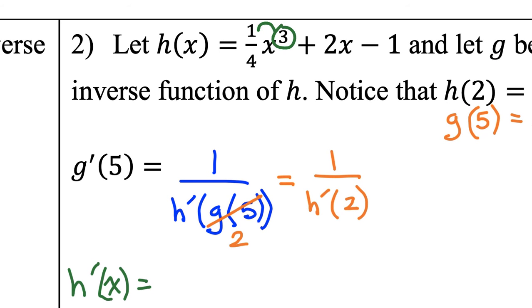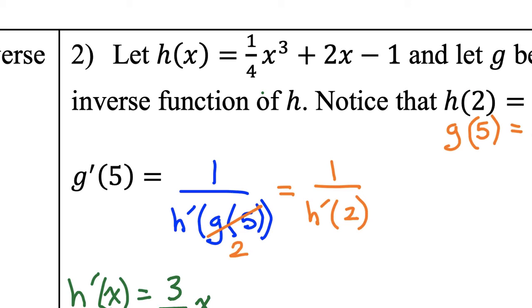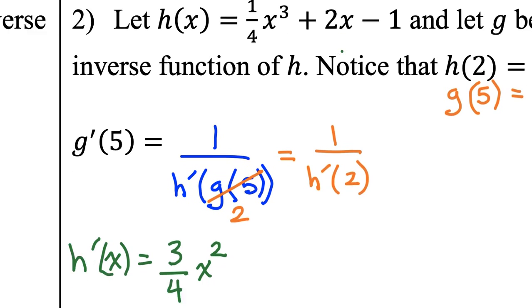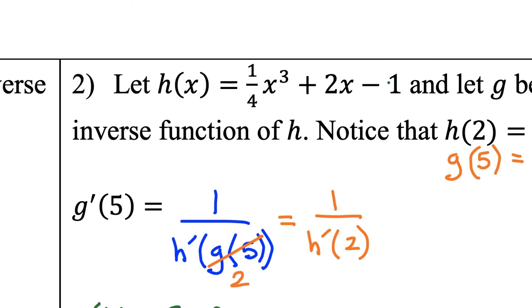3 is going to multiply down in front. 3 times 1 is 3, so I have 3/4. x to what power? It was 3, go down in power to 2. Derivative of the next term, derivative of 2x is 2, so plus 2. Derivative of -1 is 0. Derivative of a constant is always 0.